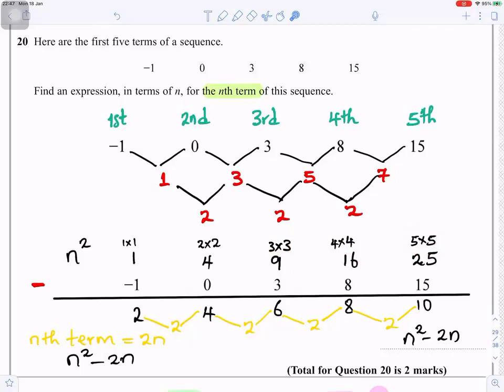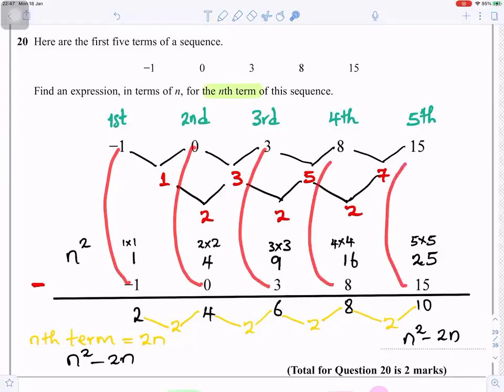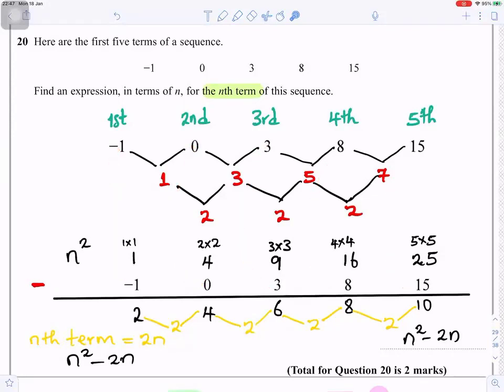Now we want to find the difference between that and the term. So put the -1 there, the 0 there, the 3 there, 8 and 15. We want to find the difference. What's the difference between 1 and -1? It's 2. 4 take away 0 is 4. 9 take away 3 is 6. 16 take away 8 is 8. 25 take away 15 is 10.